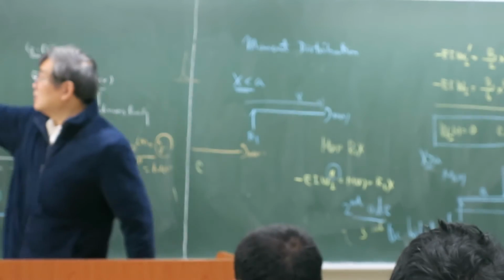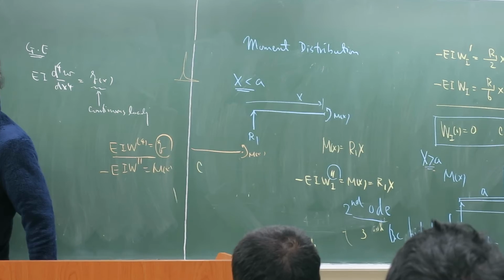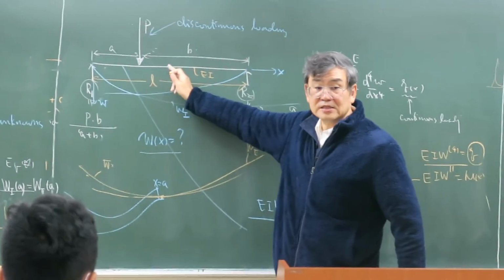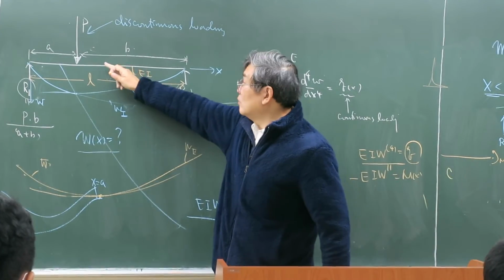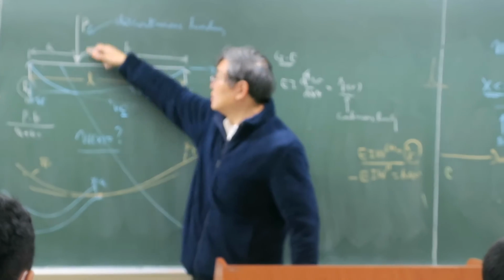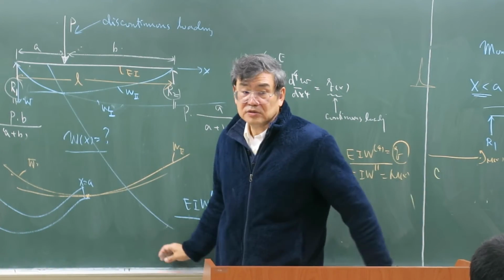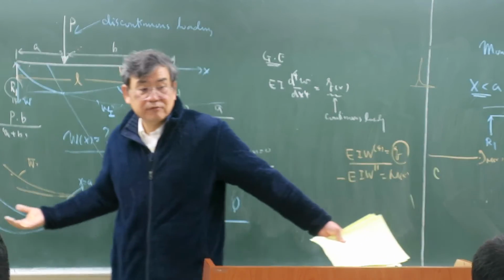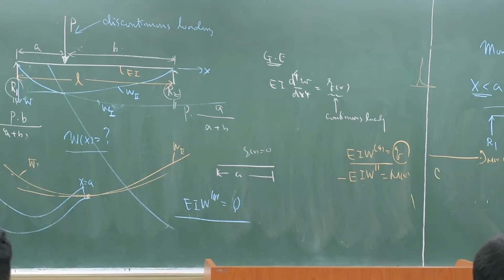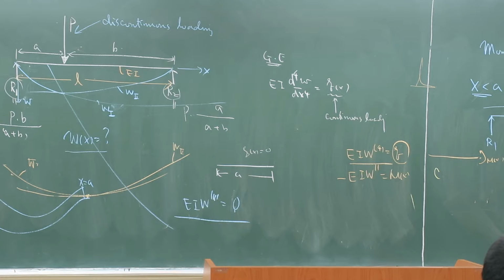This part, for x smaller than a, the q is 0. But for x larger than a, we have this continuous loading on it. So it's difficult to write out the q. Okay? So that's the way I'm going to show you we can consider the q. Discontinuous loading. All right?